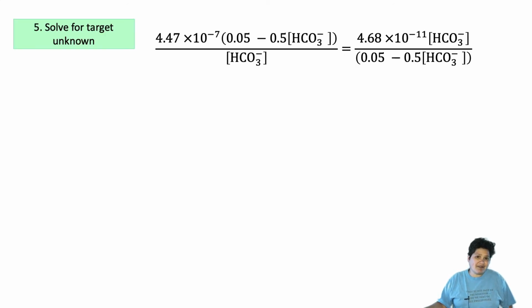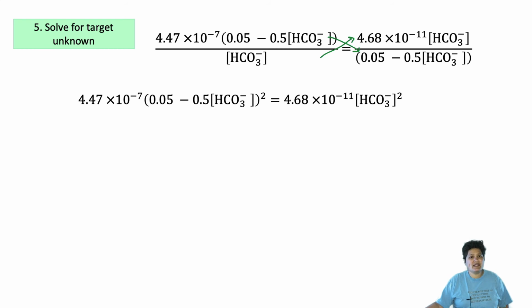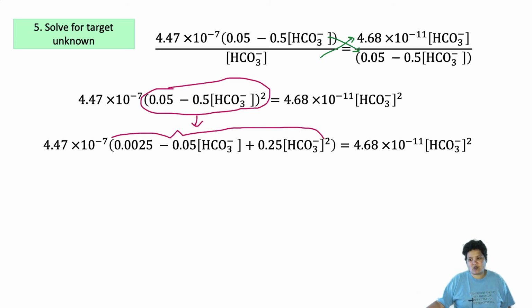Let's do that. Now we get to solve for our target unknown. And the way I'm going to do this first is to cross multiply here. And we end up with this expression. And you'll see there's things that are squared on either side. One of them is just the bicarbonate squared. But this expression right here, let's actually multiply that out. And then we can multiply through that parentheses by 4.47 times 10 to the minus 7th.